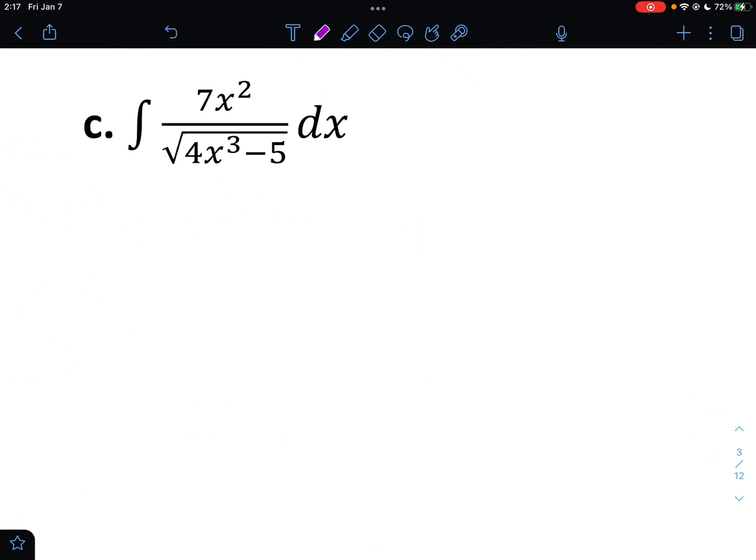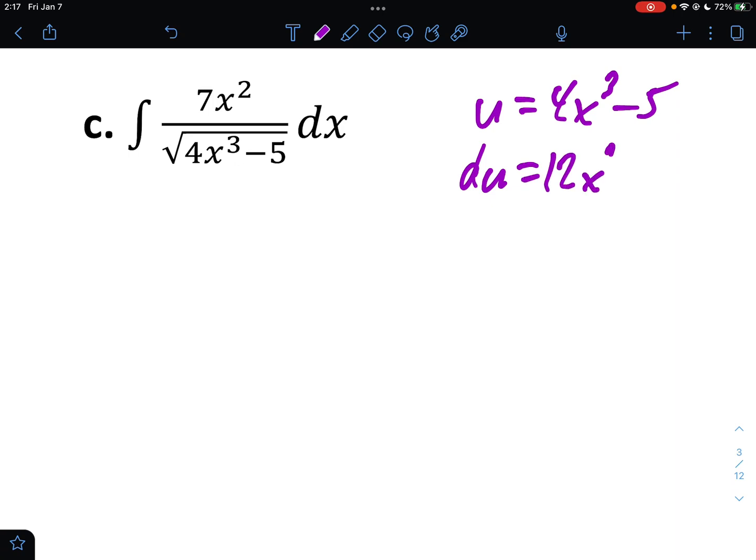Question C. Here's the inside function. My derivative is 12x squared. Well, this doesn't say 12x squared, it says 7x squared. But again, it's just a constant mistake, so we can make do with that. Let's substitute for the function that's inside another function here. And then du would equal 12x squared dx. Okay, so this one's a little bit more complicated.